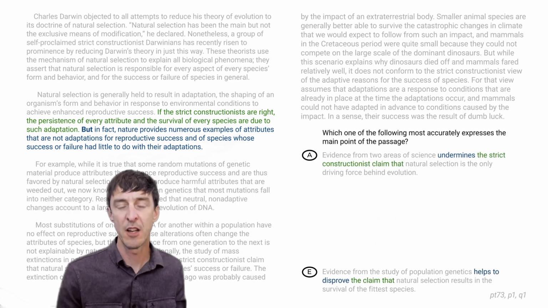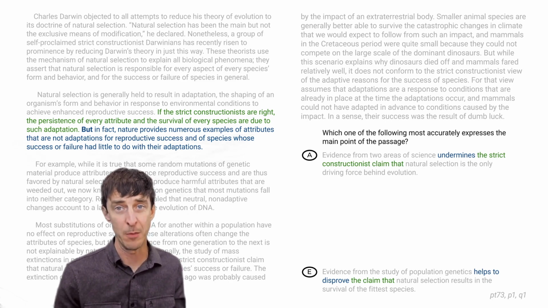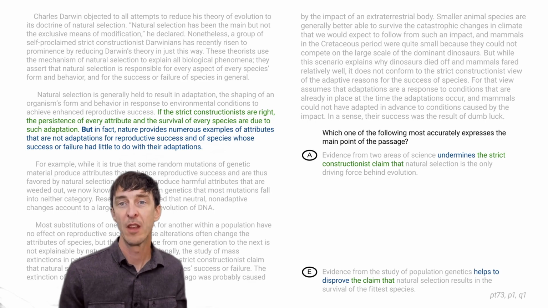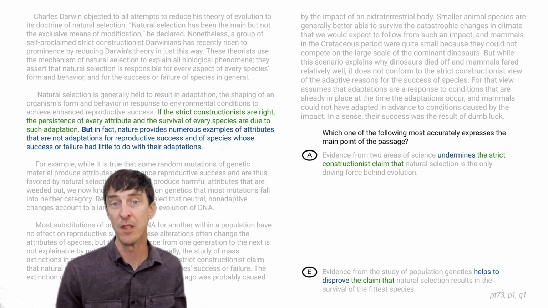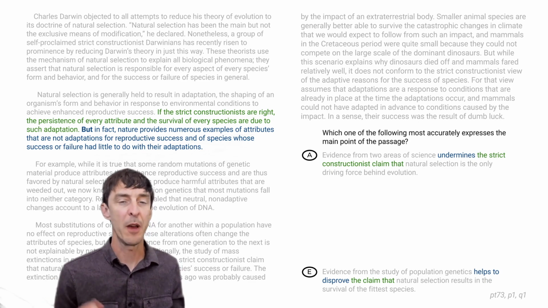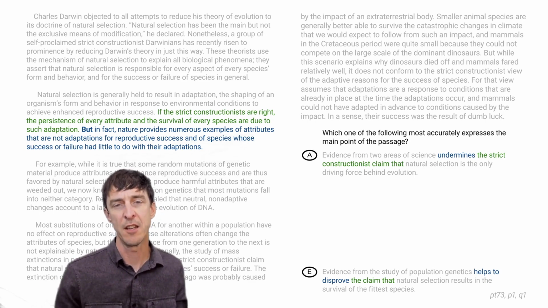If we were focusing on challenge position and saying, all right, this answer better have some challenge position vibes, that would be A and E. We're saying something undermines this claim or helps to disprove this claim. So I would start by vetting A and E and seeing if they work.